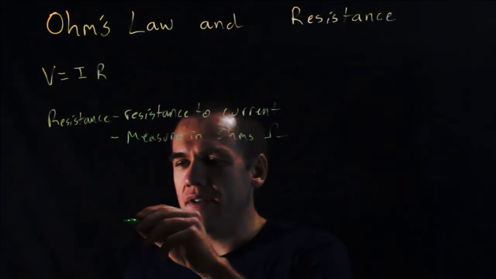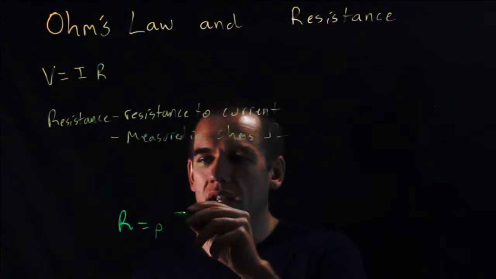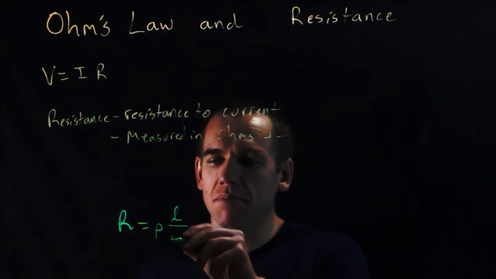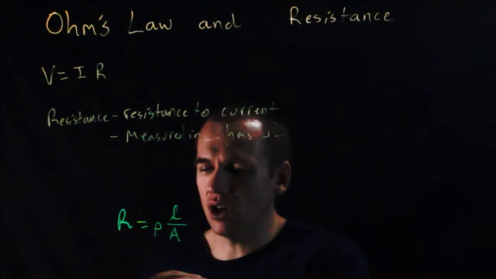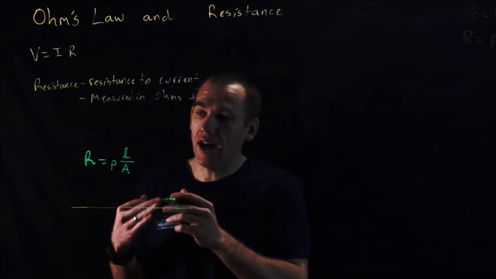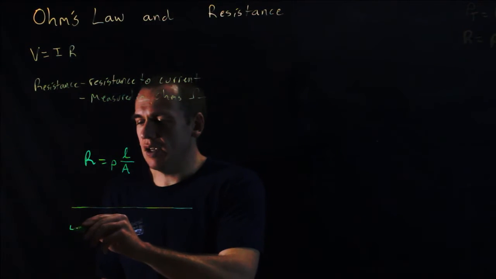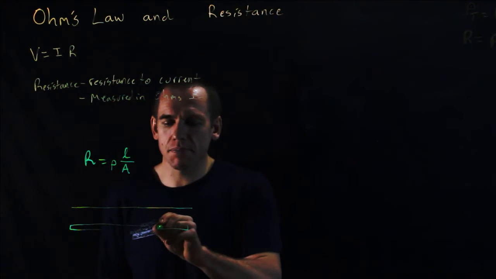So what we have is resistance R is equal to resistivity rho times the length of the conductor divided by its cross-sectional area. And if you think about what that means, if I have a long, narrow, thin wire, it's going to have a higher resistance than an equally long wire made of the same material that is bigger.